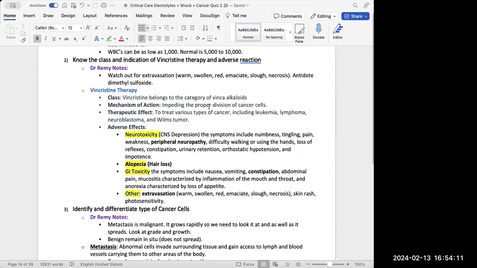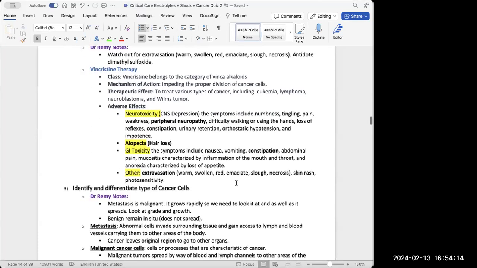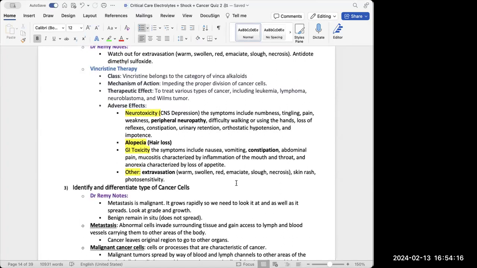We know the class, and the adverse effect I was seeing as a predominant one is neurotoxicity. So it can cause peripheral neuropathy, numbness, tingling, and pain in the hands and the feet especially, as well as CNS depression. I saw there could be hair loss when you take this medication, as well as GI toxicity, so they can have GI problems like constipation. And a big problem that can occur when taking this medication is extravasation, which is something Dr. Remy mentioned the other day.